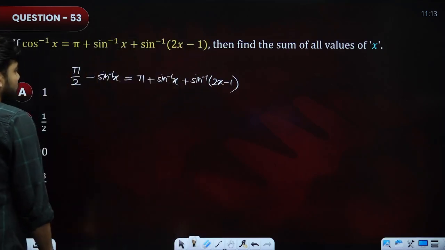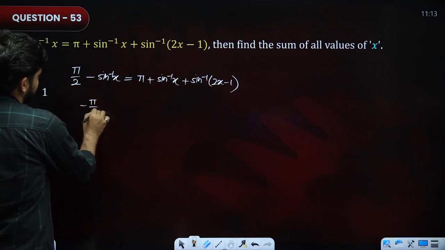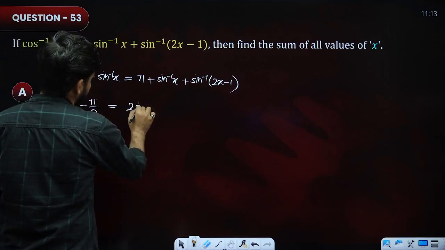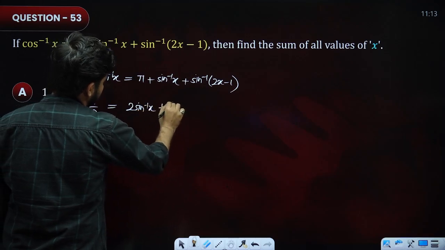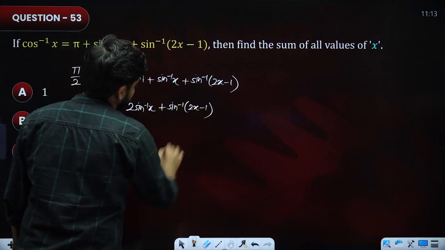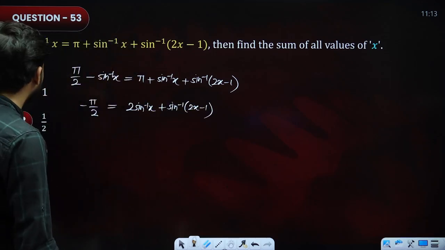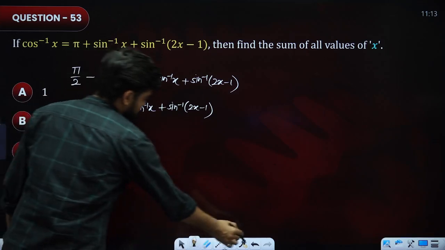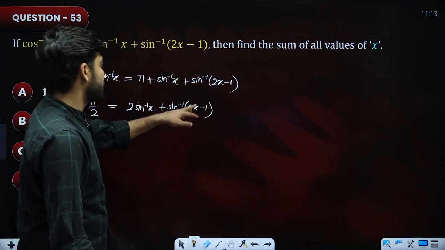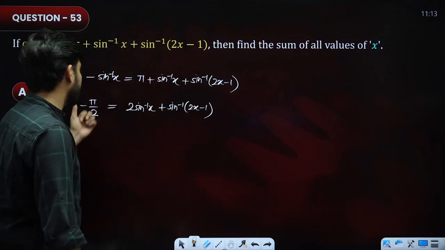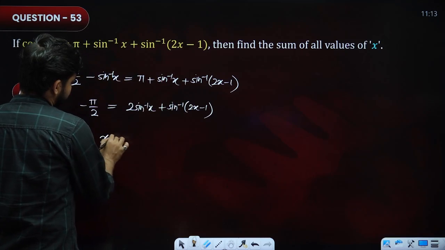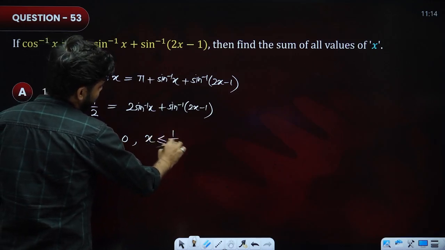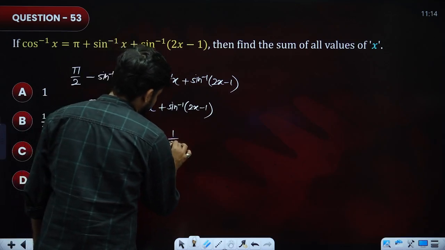Okay, so in that case, we can write minus pi by 2 equals 2 sine inverse x plus sine inverse (2x minus 1). Now we have minus pi by 2 here, so we got a negative value. Therefore, we can say that x should be less than or equal to 0 and x should be less than or equal to 1 by 2. These are the two conditions over here.